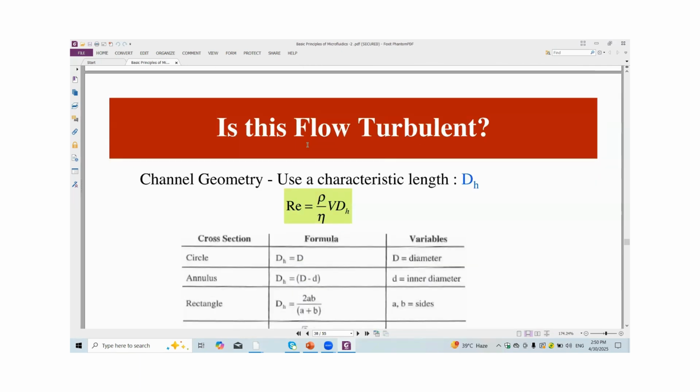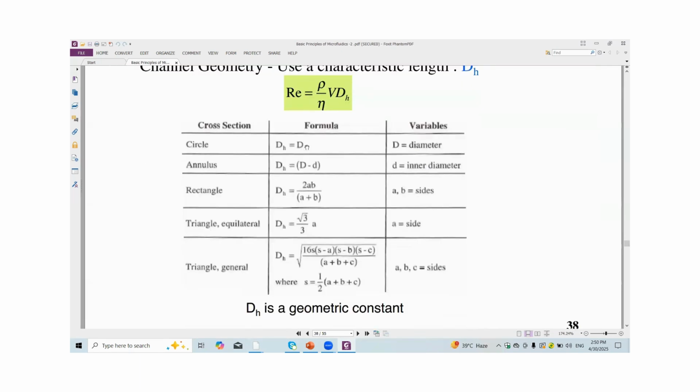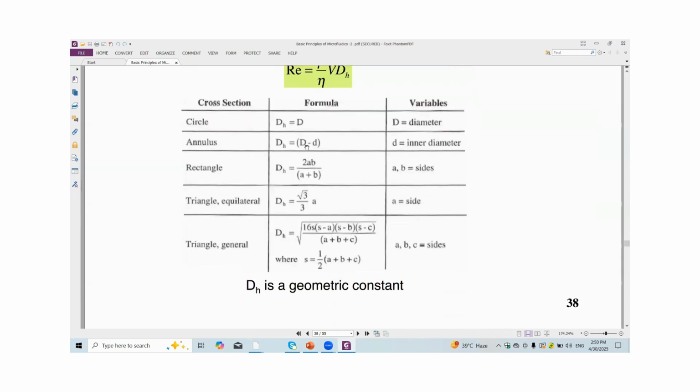Coming to the hydraulic diameter, DH, that is a very important term. Hydraulic diameter is basically the fluid portion of the channel. For example, when we are talking about a pipe and the flow is passing through that pipe, the outer steel or plastic structure is not part of the hydraulic diameter. The inside fluid portion defines it. In the case of a circle, DH is equal to D. In the case of an annulus, DH is equal to D minus d, where small d is just the inner diameter.